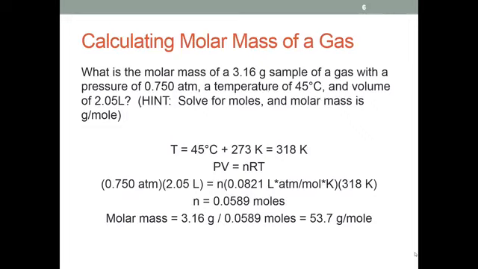Now we plug our numbers into the ideal gas law. This time we have a pressure of 0.750 atmospheres, a volume of 2.05 liters. We are looking for the number of moles N. Our gas constant is still 0.0821, and our temperature is 318 Kelvin. Solving for N, we get 0.0589 moles of this particular gas sample.